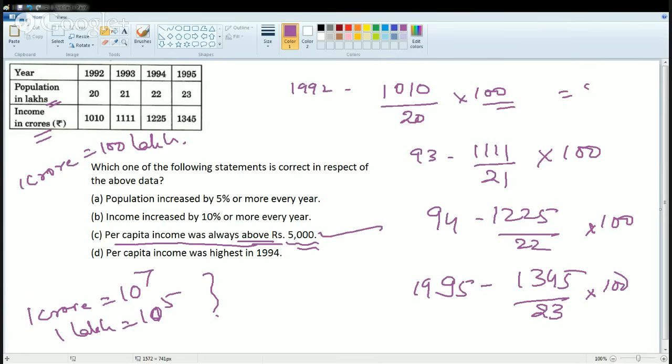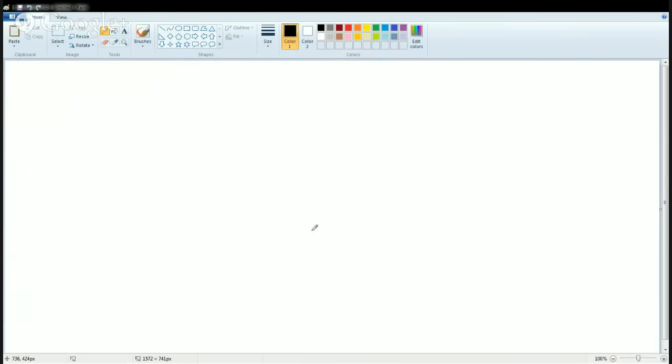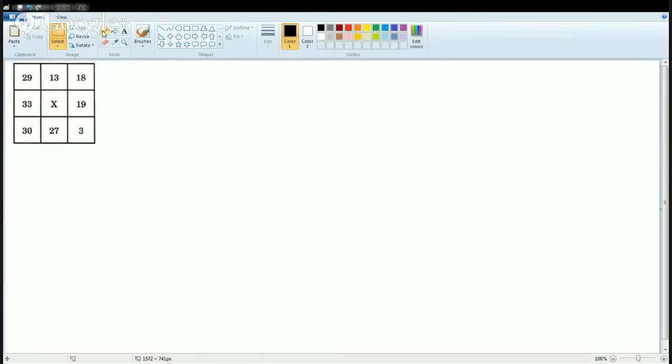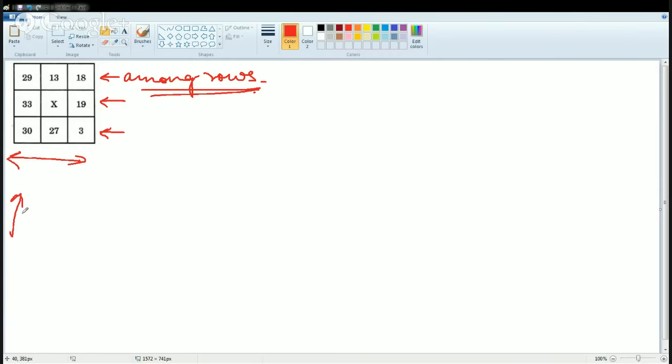The next question. This is one of the most interesting questions, and most of the students who get badly stuck in this question get highly confused about what to do. In this question, you are given this matrix and it is clearly mentioned that there is a relationship among rows. So it's very important to read the question properly. When there is a relationship among rows, that means there is this kind of relationship, horizontal and not vertical. So there is no vertical relationship, it's just horizontal.